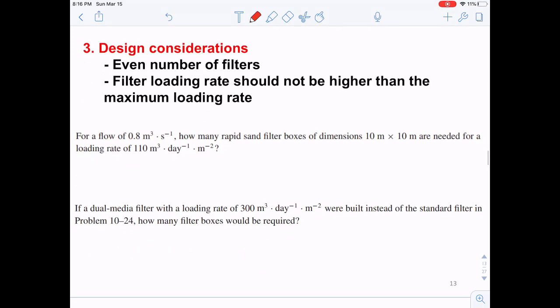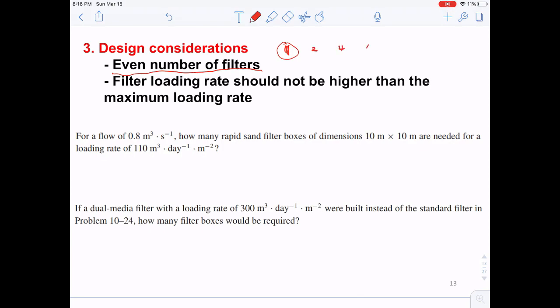Furthermore, in terms of the design considerations, typically a water treatment plant will try to construct an even number of filters. For example, they won't construct only one filter, because as we have introduced, sometimes we need to backwash the filter, which means that this filter has to be taken offline. Under this situation, we have to use the backup filters to clean up the water, because we cannot directly cut the water supply just because of the need for cleaning the filters.